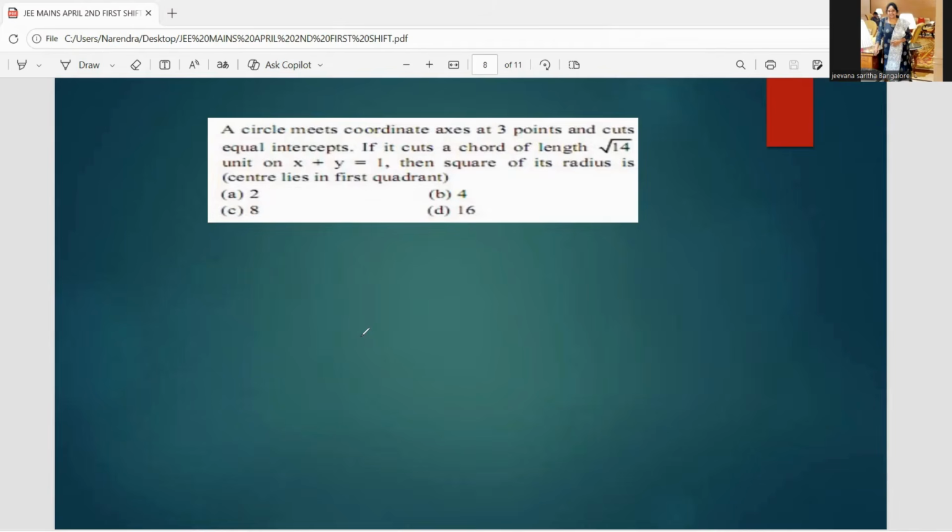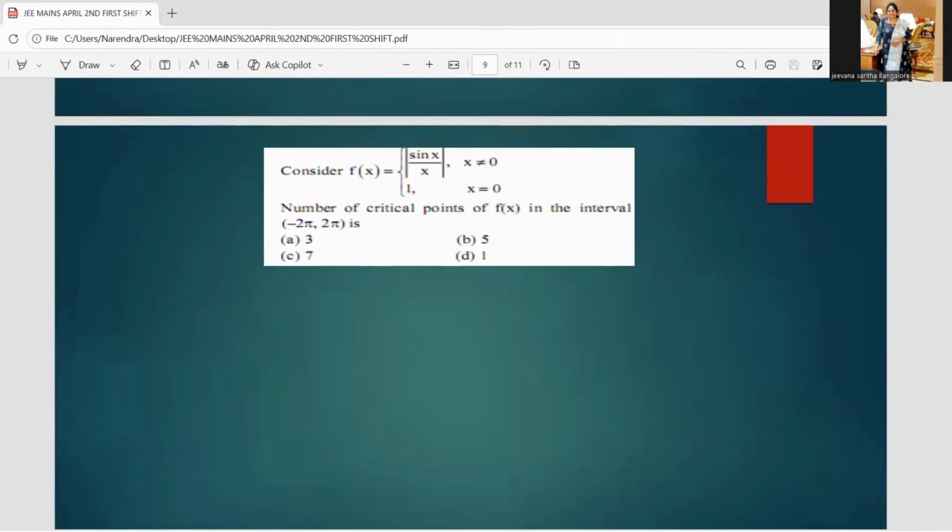Let's see the next question. Number of critical points. This is also an interesting question. At the same time, we can recall the definition of the critical points. Critical points are obtained when f dash of x is equal to 0 or f dash of x is not defined. So these are the two means by which we will find the number of critical points.